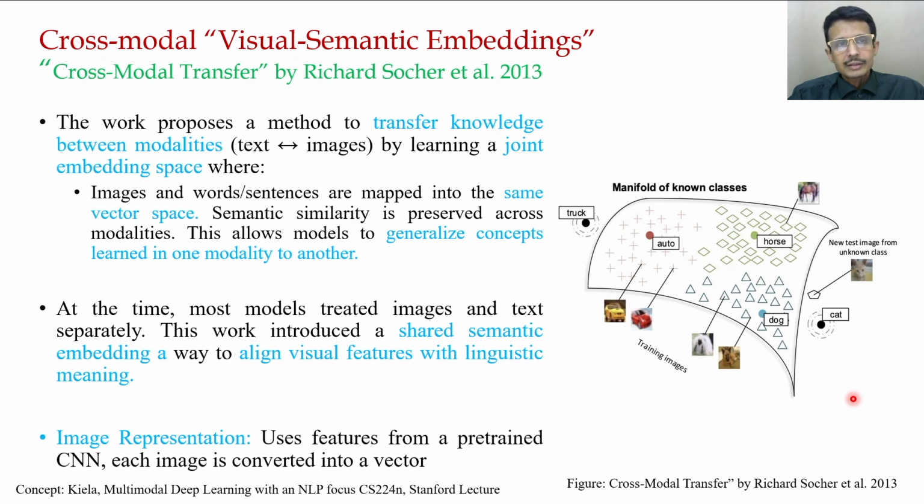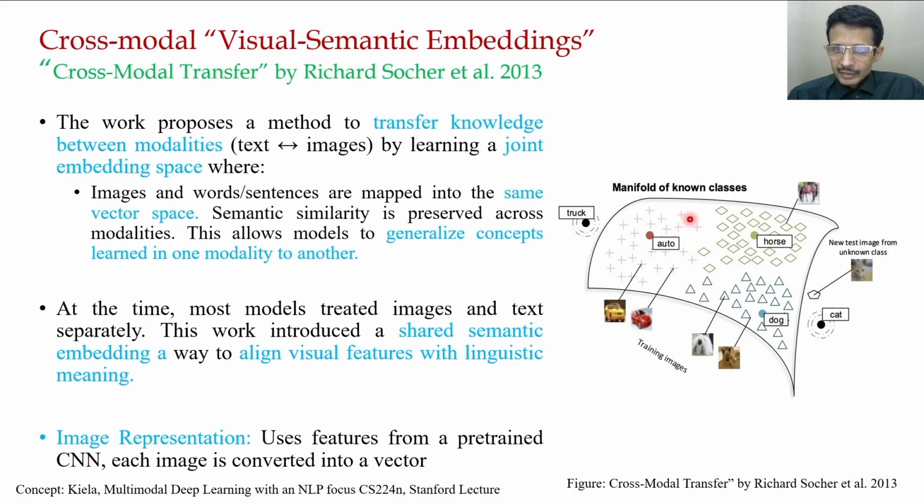Now we try to understand cross-modal visual semantic embeddings through a work by Richard Socher in 2013. The name is basically cross-modal transfer. This work proposes a method to transfer knowledge between text and image modalities. This is a bimodal model, where we transfer knowledge between these two modalities, text to image or image to text, by learning a joint embedding space.